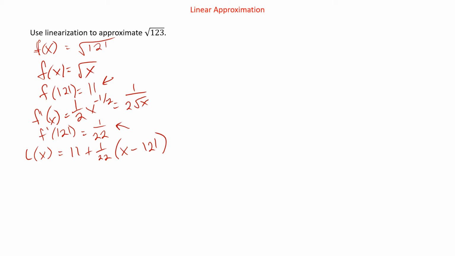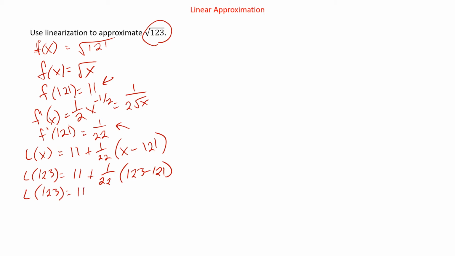Now, this is why we use the point slope form, because now we're going to plug in our new x value, which is 123. L of 123 is going to be 11 plus 1 over 22 times 123 minus 121, which should always be a pretty small number when you subtract that. So it'll be 2 times 1 over 22, which is 1 over 11.